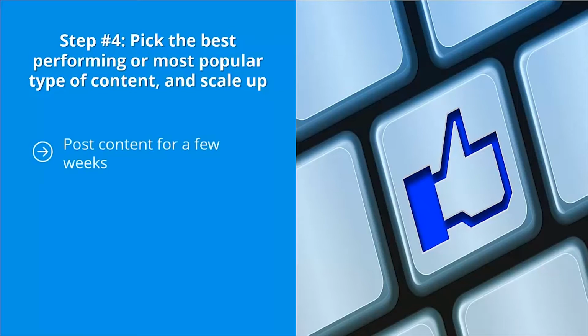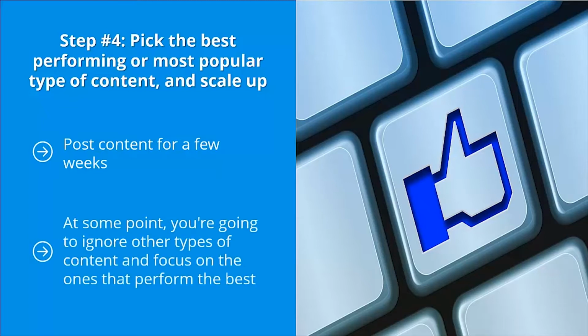Step number 4, pick the best performing or most popular type of content and scale up. Post content for a few weeks. Keep publishing, and then look at the content that gets the most engagement. Which shared materials get the most likes, the most shares, the most comments? At some point, you're going to ignore other types of content and focus on the ones that perform the best.